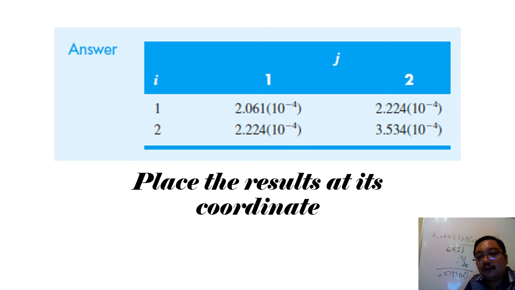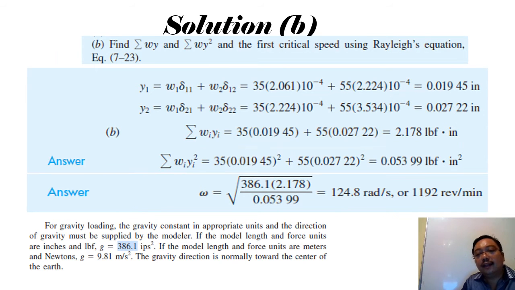Okay, when you get the value, you put it in their respective coordinates. You see here, this is delta 1,1. This is delta 1,2. This is delta 2,1. And this is delta 2,2. Okay? Now you want to find the deflection, y1 and y2.